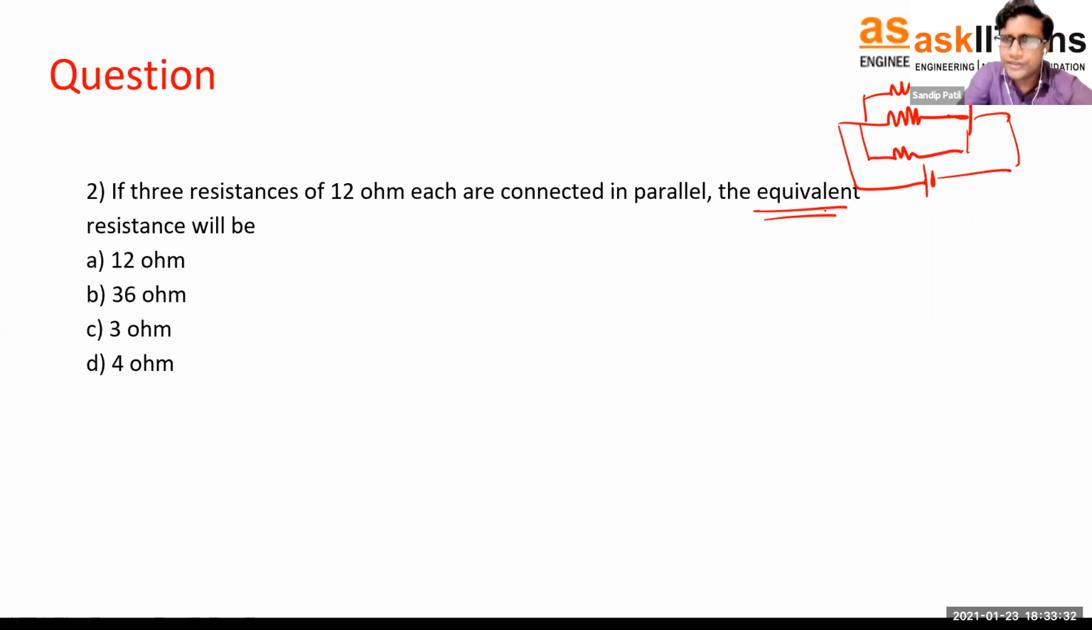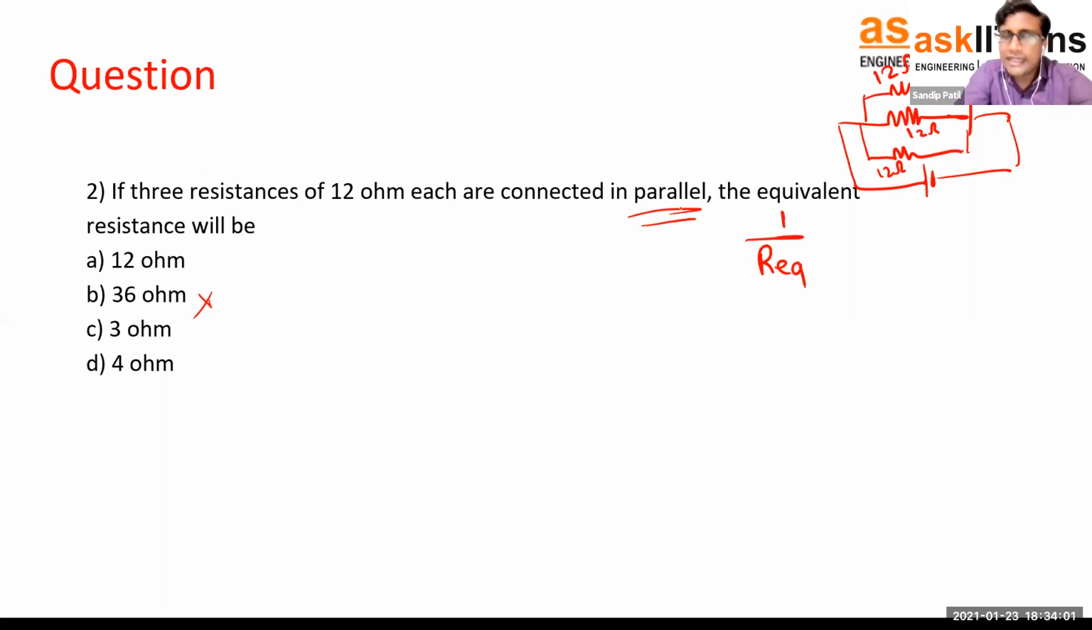So let's substitute the values here. Each resistance is how much? 12 ohm, 12 ohm, 12 ohm, and we want to calculate the R equivalent. Now we know in series we just directly add all those numbers. So 12 plus 12 plus 12 will become 36. But have they said series? No, in parallel. So can I say this 36 is the wrong option? Very easy.